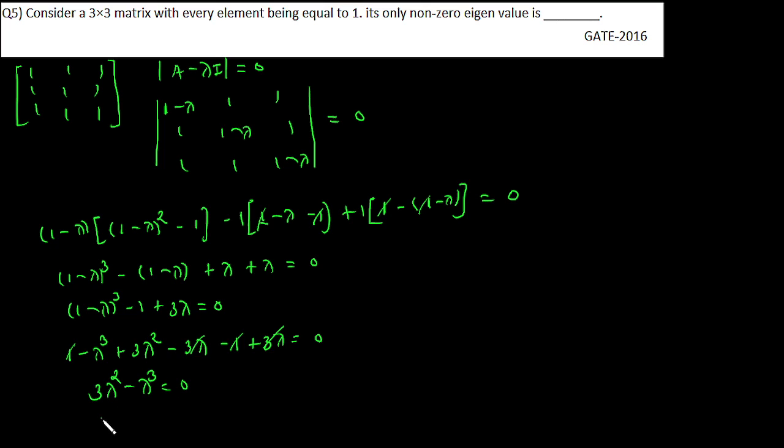Now take the lambda square out, so lambda square into (3 minus lambda) equal to 0. Now we can see either lambda square equals 0 or lambda equals 3. That's it, we have found the non-zero eigenvalue of this matrix, which is simply 3. So the answer of this question is 3. Okay, let's move on to question number 6.